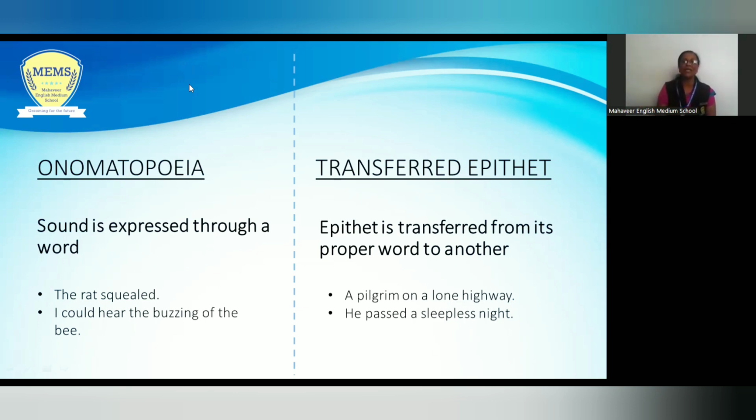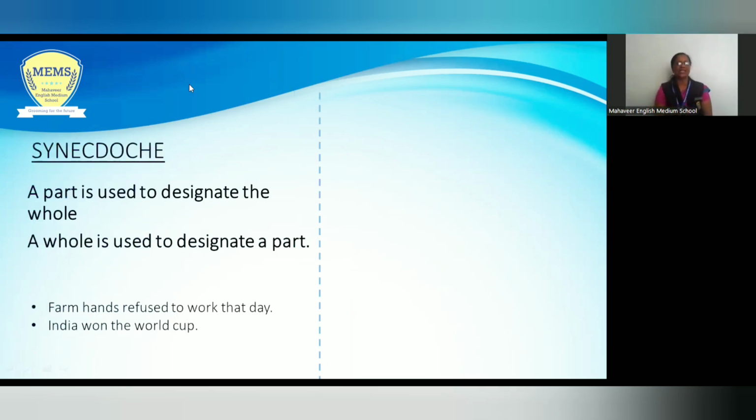We come to the second example. He passed a sleepless night. Who was actually sleepless, he or the night? Obviously, he was sleepless. So the adjective sleepless is transferred from him to the night. Hence, the sentence is a transferred epithet. I hope this is clear. With this, we go to the next.